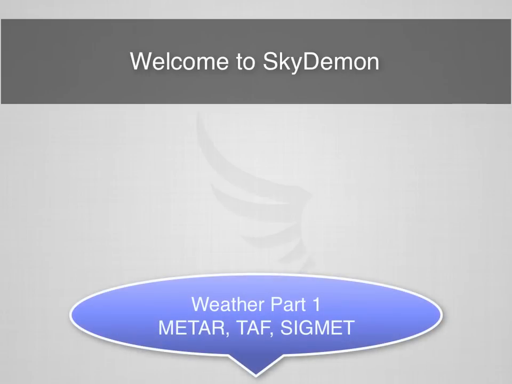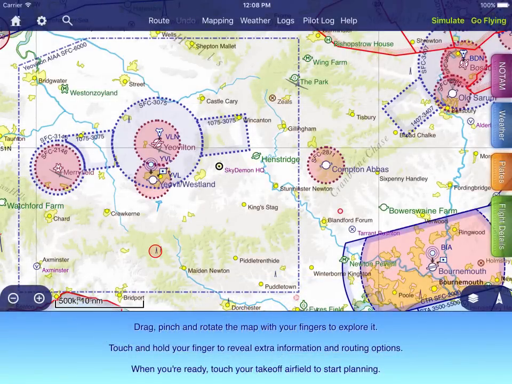Today we're going to cover some of SkyDemon's weather functionality, specifically METAR, TAF and SIGMET. SkyDemon can get METAR and TAF bulletins for any airfield in Europe that issues them. That's a lot of data, so normally you'll see SkyDemon subscribe to airfields within a few dozen miles of your planned route. Let's try it.